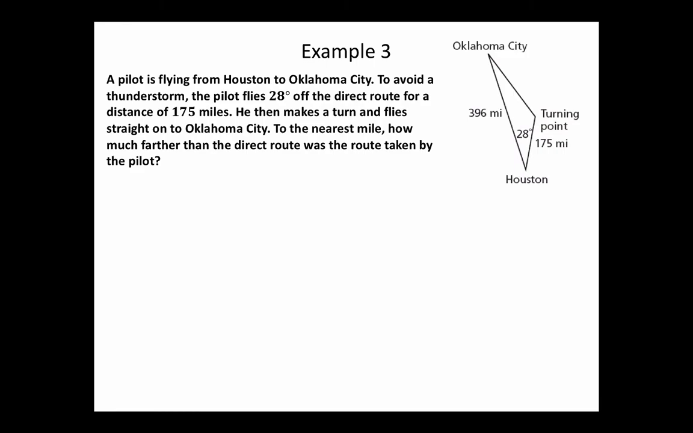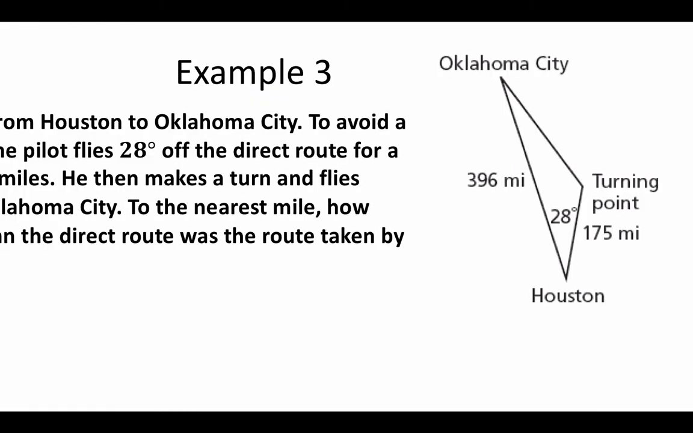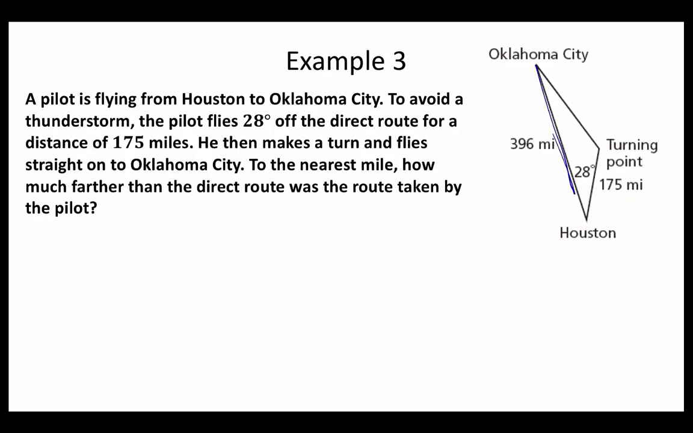In other words, the shortest route he could have taken was from Houston to Oklahoma City, so that's the shortest route, 396 miles. Instead, the pilot took this route, and then they turned to go that way. We essentially have to figure out how much further that is. We know it's 175 miles in that portion. We just have to figure out that.